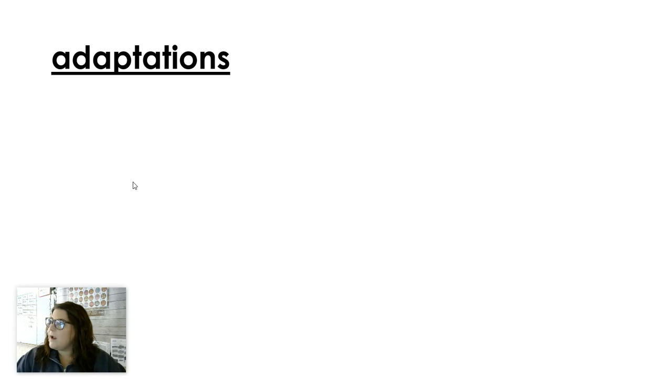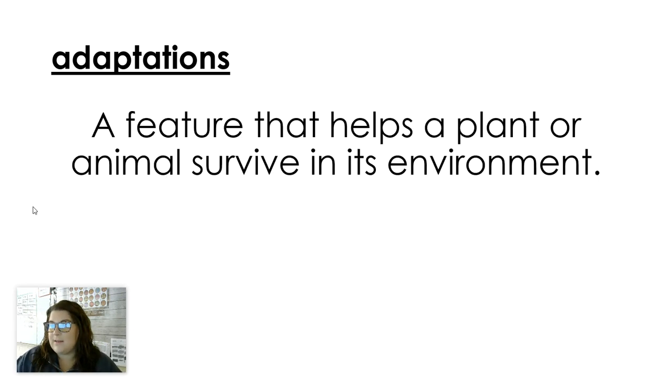So we're going to be talking about a word called adaptations as well, because as we get into RQ2, I'm going to be asking you, how does your producer adapt to get what it needs to survive? Or how has it adapted? What are its adaptations? Well, an adaptation is a feature that helps a plant or animal survive in its environment.